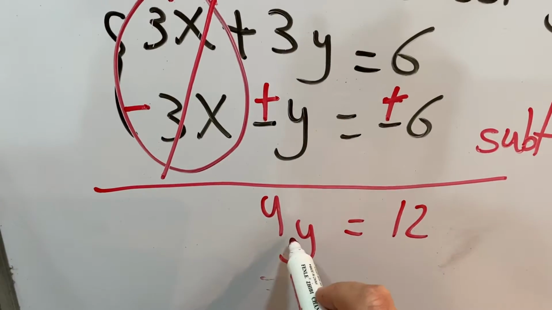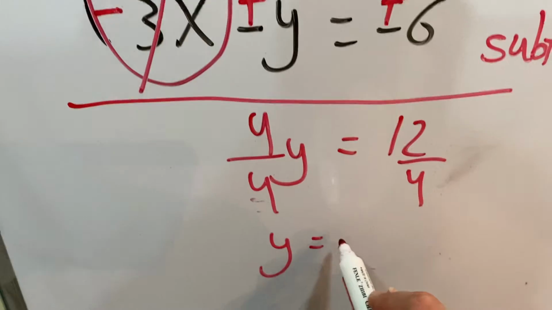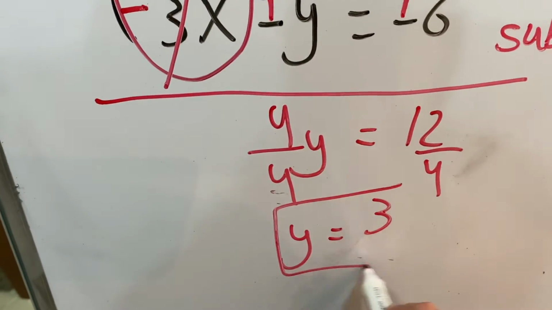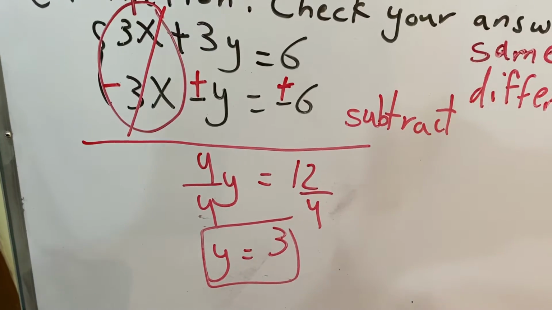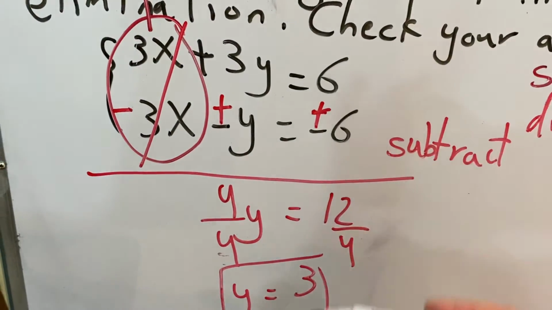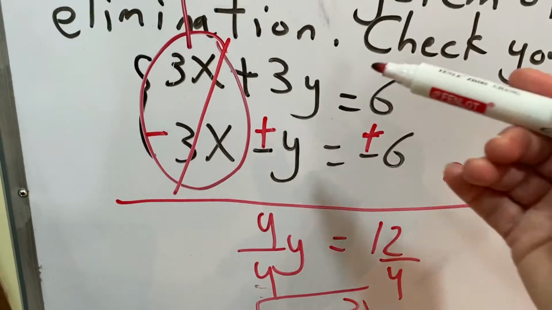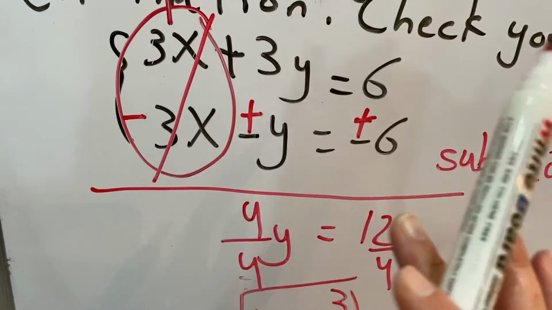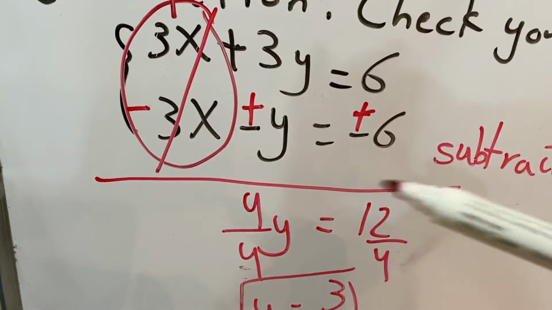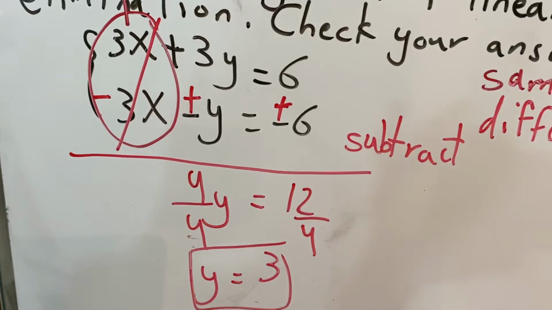Now I need to isolate y, so I divide both sides by 4, so y equals 3. Now I found y. Then I need to find x, so I have to replace y either in the first equation or in the second equation. I go back to the original ones, either here or here. If I replace in the second one, I replace in it as it was in the original, not after I subtracted, as it was in the beginning.